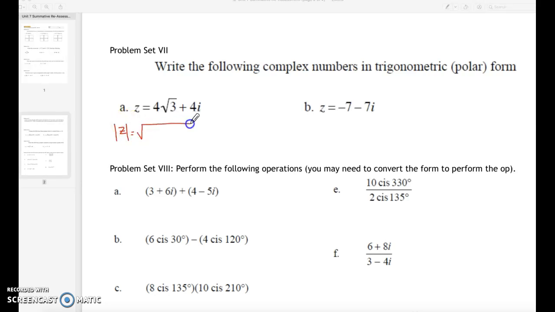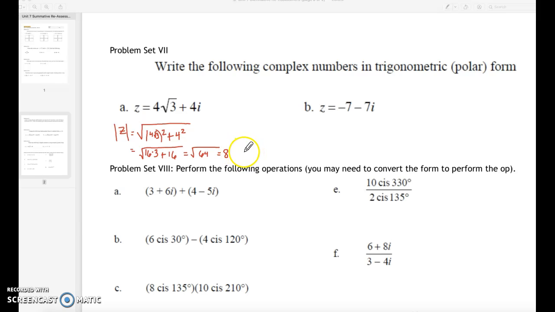So again, thinking back to what we did with vectors, go ahead and square a and b, and then take the square root. So that's going to be 4 squared and root 3 squared, so that's 16 times 3 plus 16. 16 times 3 gives us 48, plus 16 gives us 64. Square root of 64 is 8.